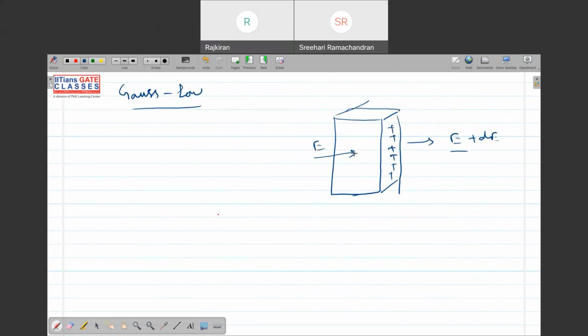Because of the positive charge in the volume, there will be some increase in the electric field. It will be E plus DE. So the DE will depend upon how many charges there are inside the volume, because charge is the source of electric field.